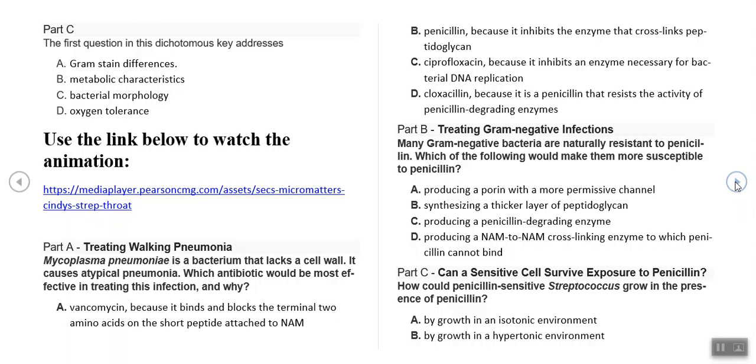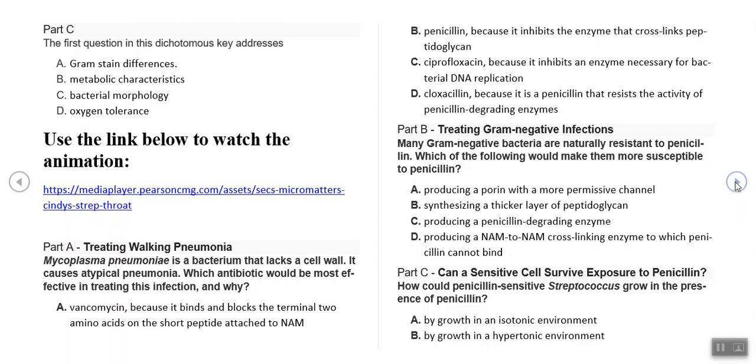Part B, many gram-negative bacteria are naturally resistant to penicillin. Which of the following would make them more susceptible to penicillin? Remember, the reason that those gram-negatives were not super susceptible to penicillin is because they had that outer membrane made of lipopolysaccharides and phospholipids. If it has that extra membrane, it's difficult to get the drug down to the cell wall, because it's important that penicillin attaches directly to the cell wall to inhibit those cross links between the peptidoglycan, those peptide cross bridges. That's why the gram negatives are less susceptible to penicillin.